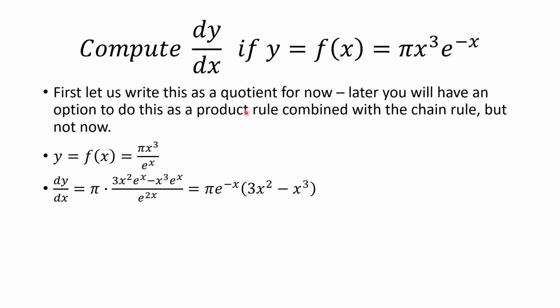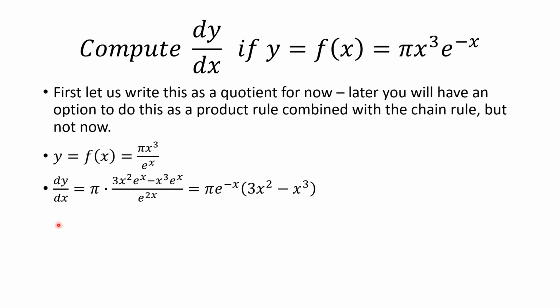Now, first, it is important, at least for now, to write this as a quotient. And later on, you'll have an option to do this as a product rule combined with the chain rule, but not now because we haven't studied the chain rule in this class. So we're rewriting this as a quotient. So this is y equals f of x is equal to pi x cubed in the numerator, and the e to the x is in the denominator because it was e to the minus x.